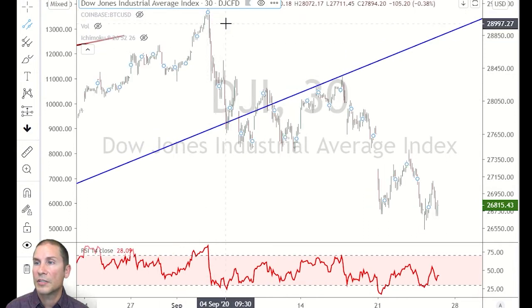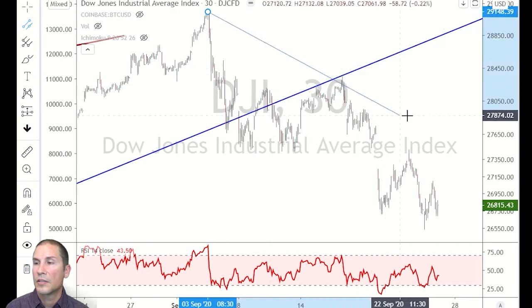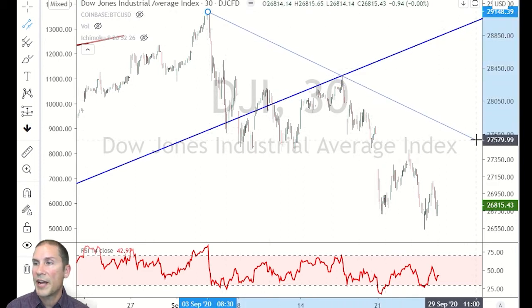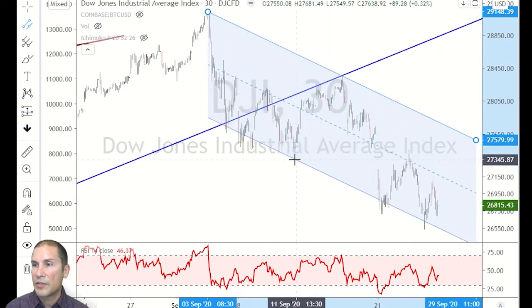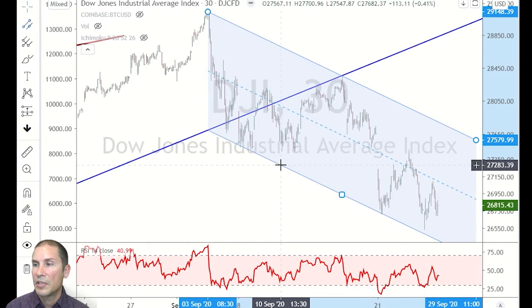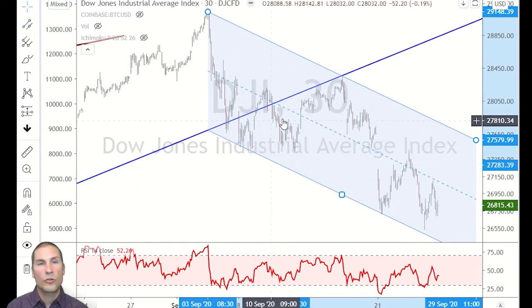Let's try this again. There we go. I'm going to click up here at the high to draw my first line. So there's my second click. That creates the line. And then my third click is where I'm going to be stretching this out in order to encompass all of the price action.